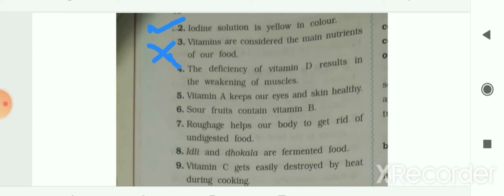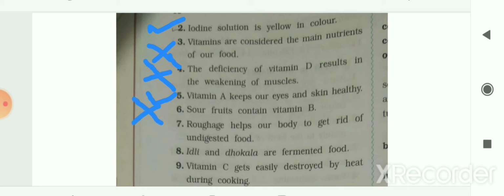The next is the deficiency of vitamin D results in the weakening of muscles. So the answer is false. The next question, vitamin A keeps our eyes and skin healthy. So your answer is true. Next, true false, 6 number, sour fruits contain vitamin B. So answer is false. It contains vitamin C.